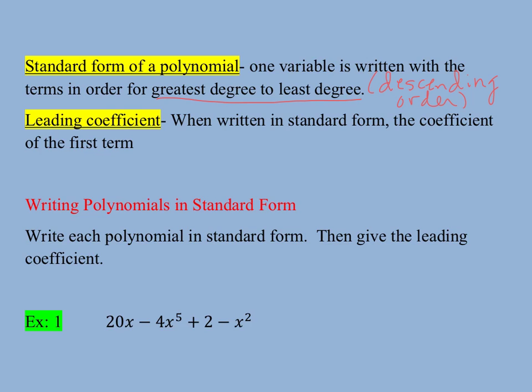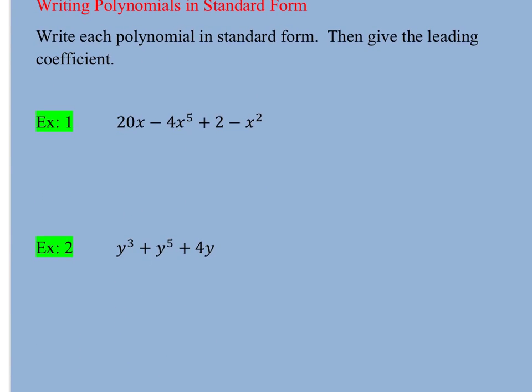The leading coefficient is, when written in standard form, the coefficient of the first term. So the last example that we looked at, the whole first term is 6x to the fourth, so the leading coefficient is 6. So let's look at some polynomials and write them in standard form. And then they want you to give the leading coefficient.